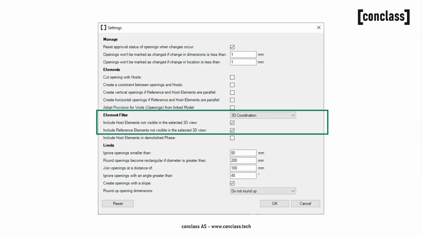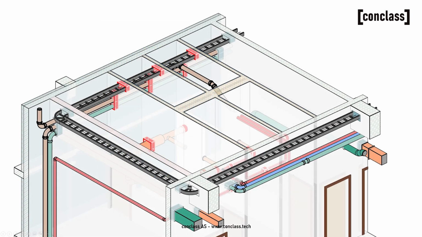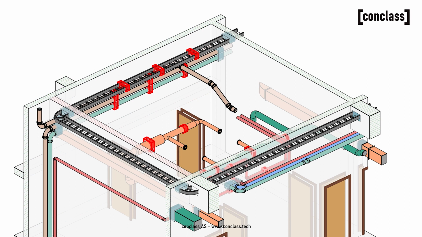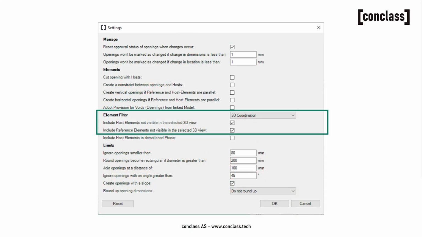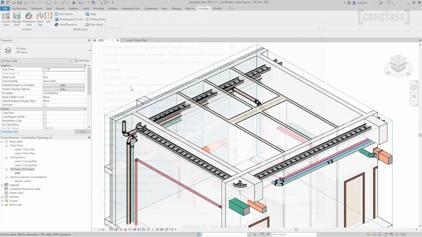By default, ConVoid uses all host and reference elements for its calculations, even if they are hidden. However, you can disable this behavior by restricting ConVoid to use only the visible elements in a selected reference 3D view for creating openings. This feature also works with linked models. To achieve this, follow these steps.